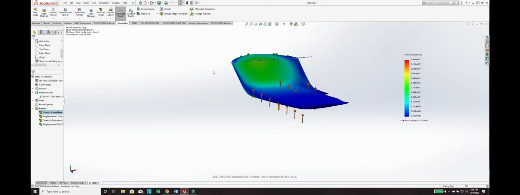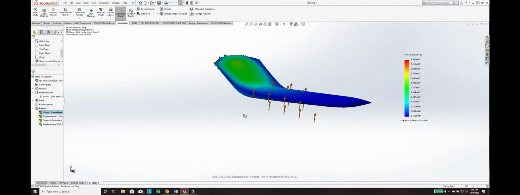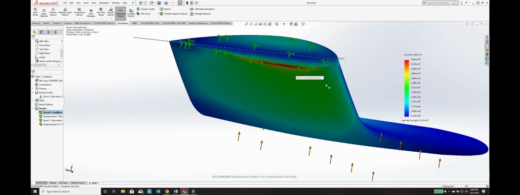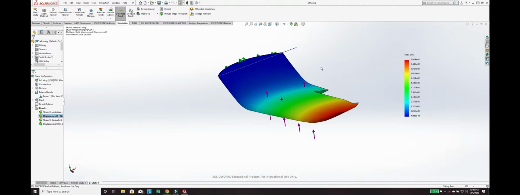The applied stress reached 46 megapascals at the fixture, but did not exceed the 55 megapascal yield strength of the material. It also had a displacement of 0.94 millimeters.